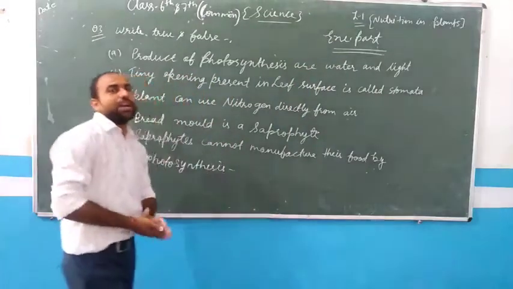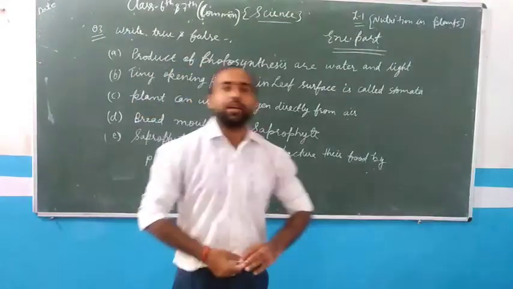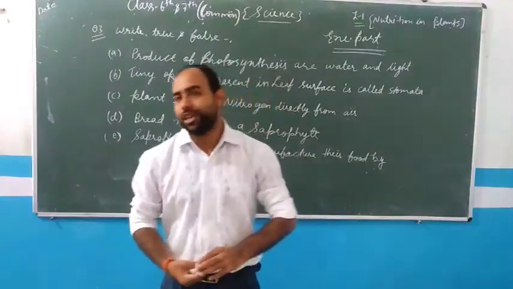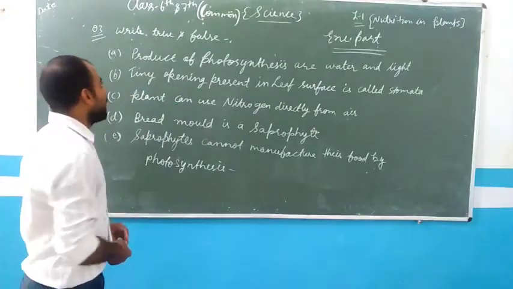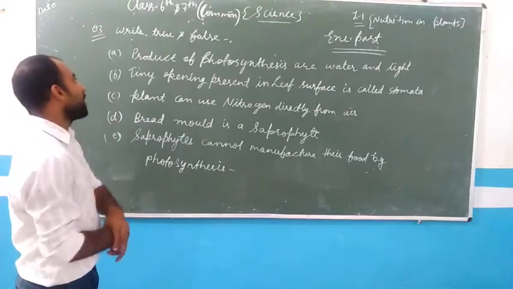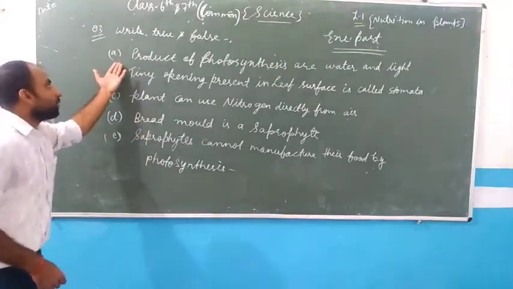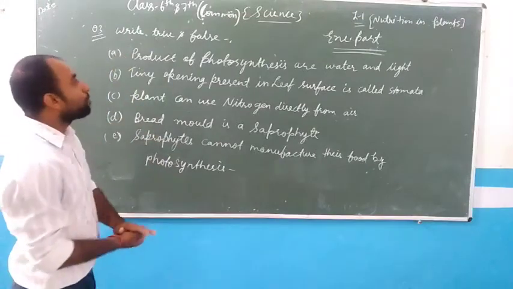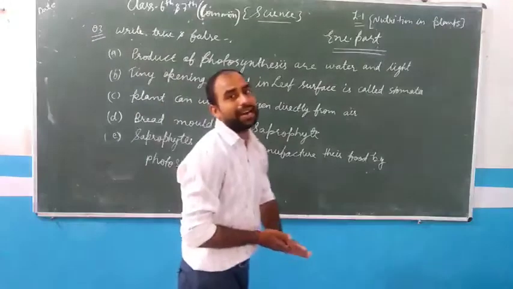So today we are going to start the third question given in your exercise part in lesson 1, nutrition in plants, and that is true and false. Let us start the exercise portion, true and false. Question number 1: products of photosynthesis are water and light.